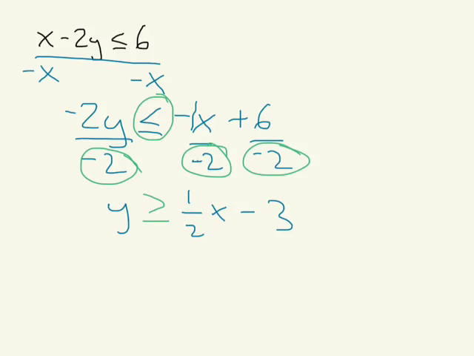Okay? So our new inequality is y is greater than or equal to 1 over 2x minus 3, where negative 3 is our y-intercept and 1 over 2 is our slope. Okay, so let's go and graph that.